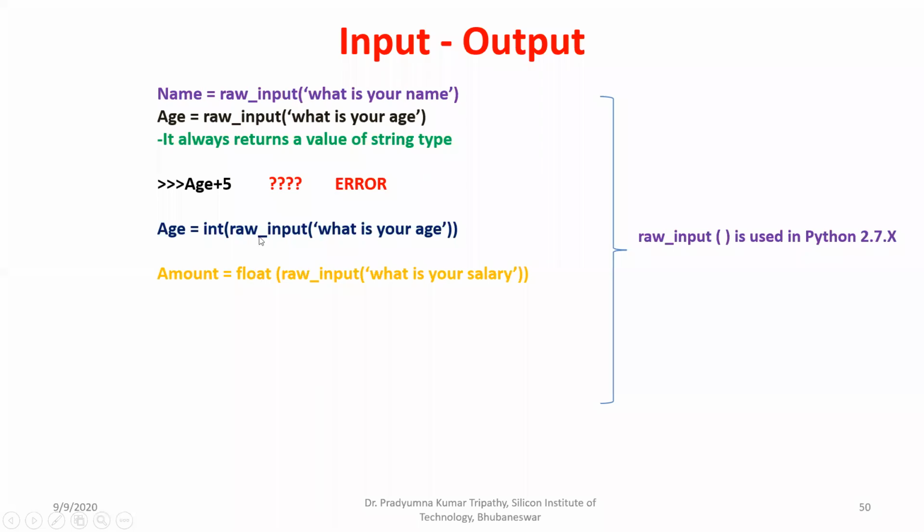Correct? So what is the solution? After inputting the value, I have to explicitly convert it. It's a typecast. That typecast I have done over here by int. If you want to input salary, which needs to be a floating point number, you have to convert it into float. String you don't have to convert because by default it is a string.